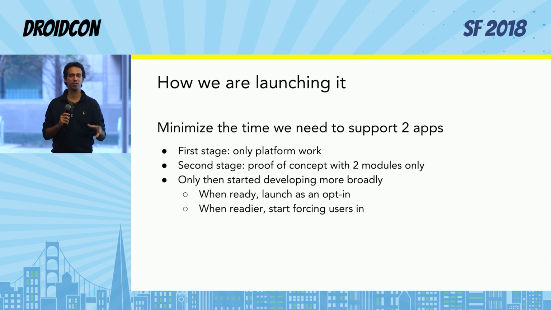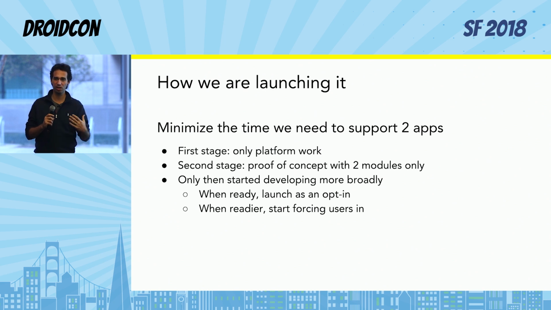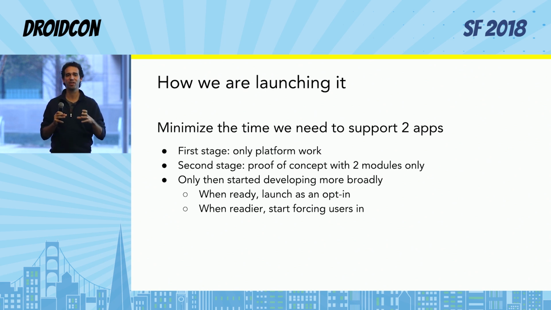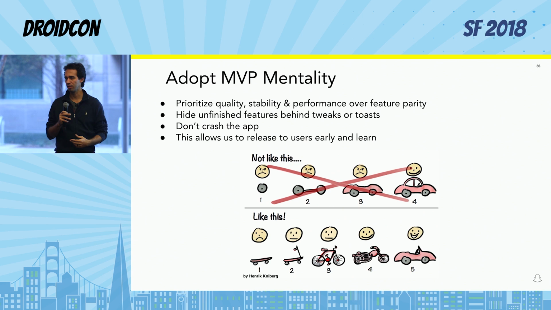Only when our app was very, very ready, and we had been using it internally for a while and listening to users' feedback, and that feedback was really good, we started forcing users in. The goal was to minimize the amount of time where you have public users using two different versions of your app that you have to support at the same time.